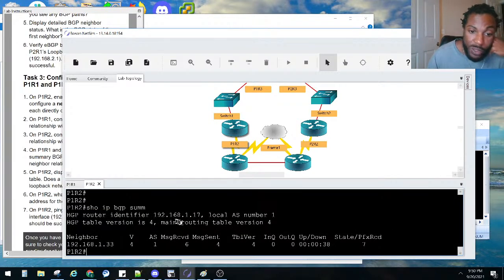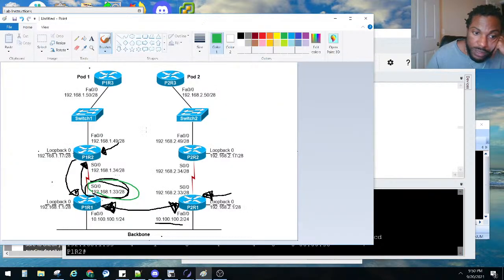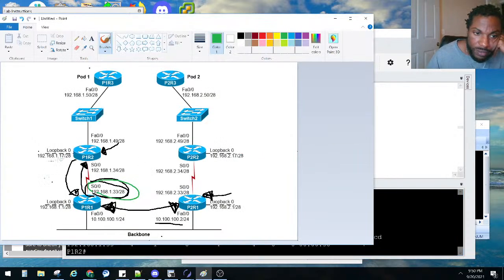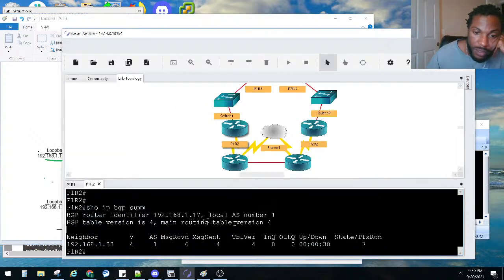We see right here the router identifier. So the router ID basically. Who is the router ID? There's this guy, 1.17, I think, right? Is that who's 1.17? No, that's me. My identifier. I'm on P1R2. So this guy right here, that is my identifier. So that's my router ID, because the router IDs are the loopbacks.